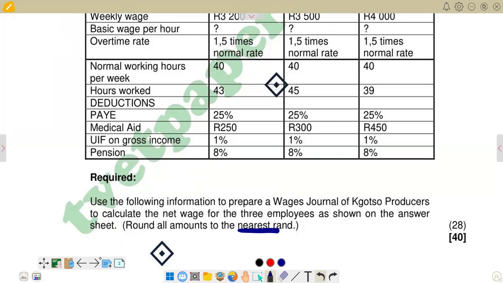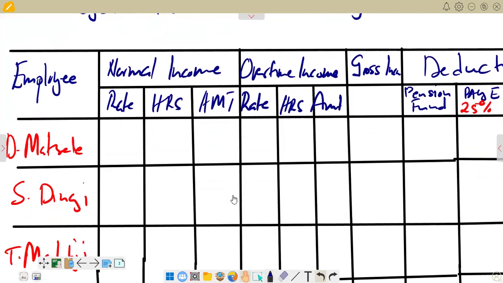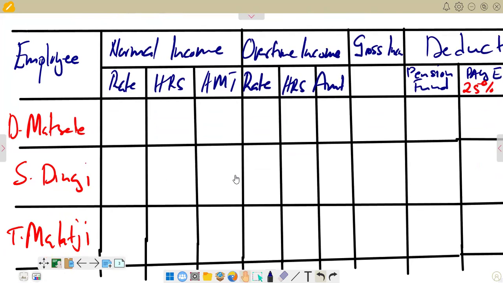If you go to the other section, you'll see we have our prepared wages journal, which is the wages journal of part-time employees of cost of producers on 31 May 2023. If you go down, you see we have 3 employees: P. Matele, CD, and T. Malaji. We fill in normal income and also overtime income. For gross income, we take the normal amount and add the overtime amount to get the gross income.